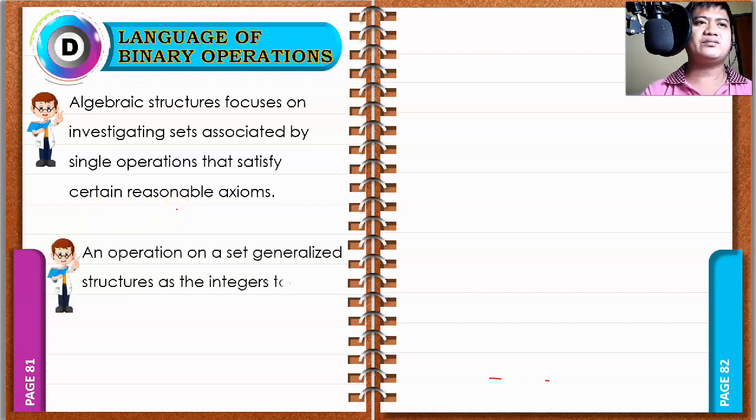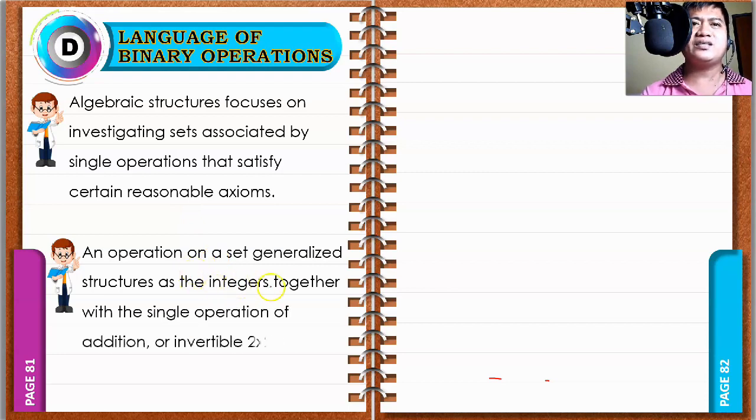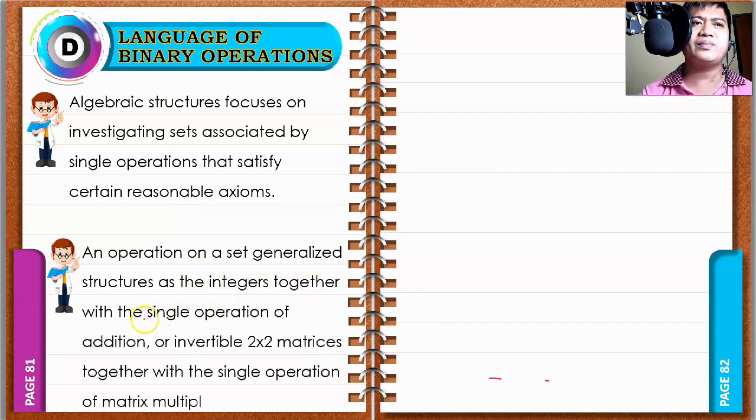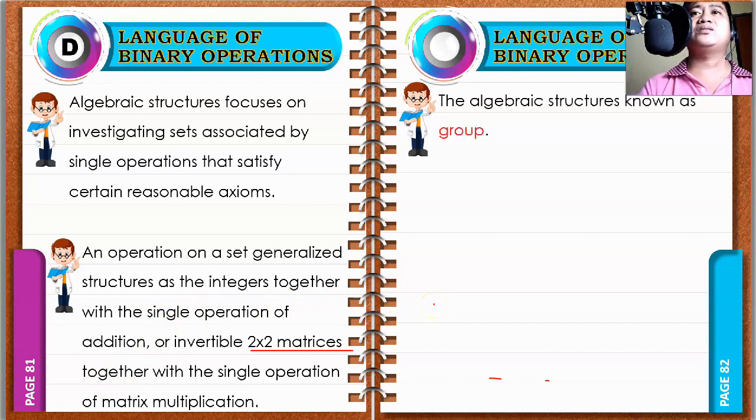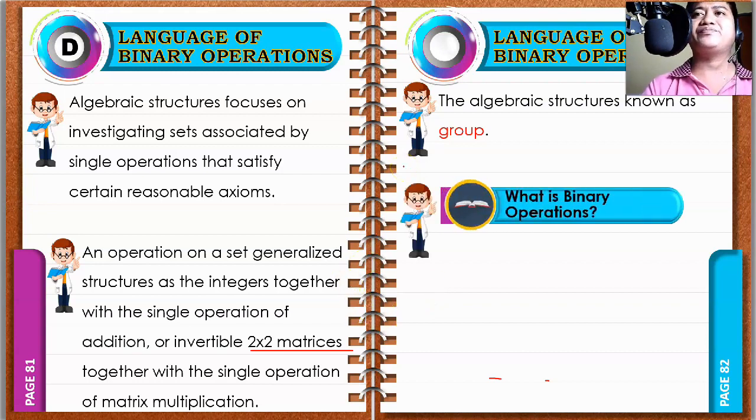The study of algebraic structures focuses on investigating sets associated with a single operation that satisfies certain reasonable axioms. An operation on a set generalizes structures such as the integers together with the single operation of addition, or invertible 2 by 2 matrices together with the single operation of matrix multiplication. The integers under addition and 2 by 2 matrices under multiplication are examples of algebraic structures known as groups. But before that, we need to formally define what a binary operation is.